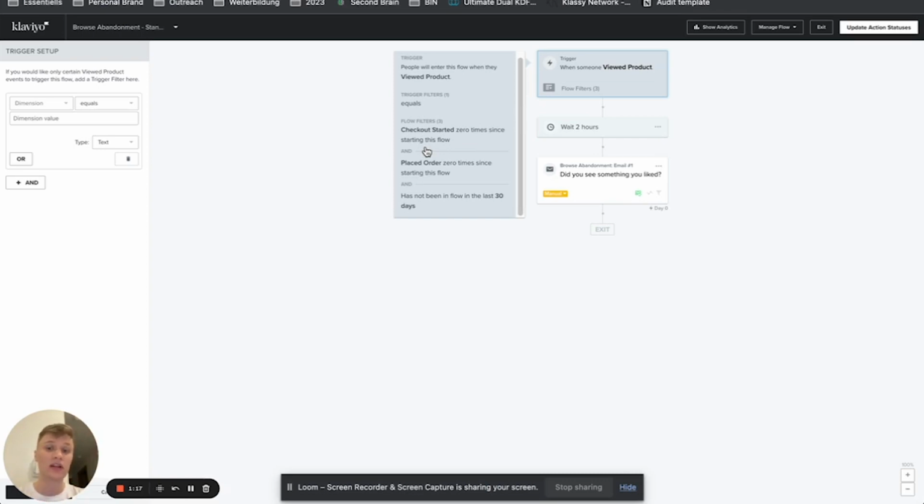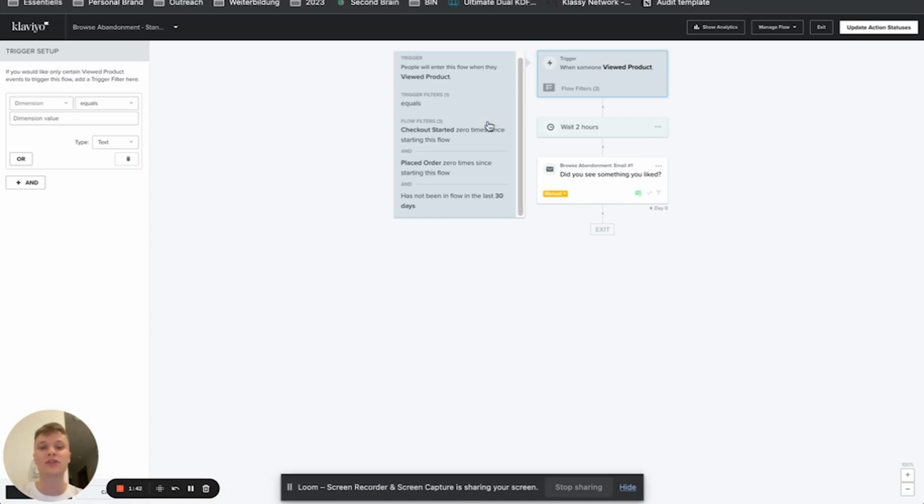They also placed 0 times an order during this flow. So the flow filter is essentially for the whole flow, not just the trigger, but for the whole flow. Let's say we have 5 emails, and after email 4, someone places an order, which is definitely the goal of a viewed product or a browse abandonment flow. So in that case, after email 4, it gets stopped.